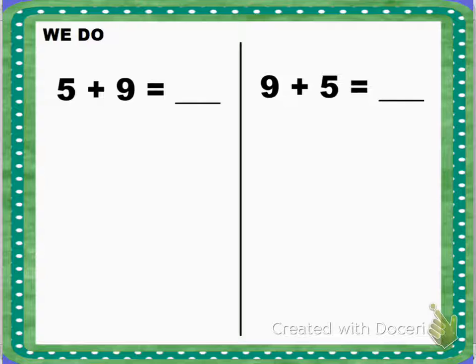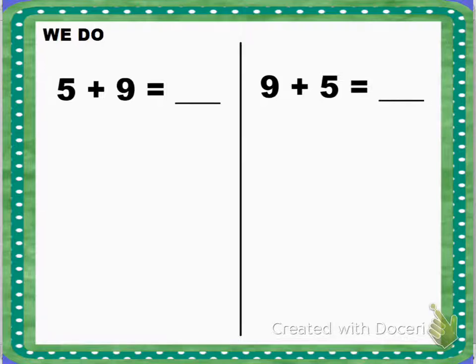Okay, so let's look at this. 5 plus 9. Well, we know that whenever we're doing this, we can solve it using the number bond way, and then we can check by using a picture. So let's first do the number bond way. Okay, so we see the greedy 9. So we know that greedy 9 is going to want to take 1 away.